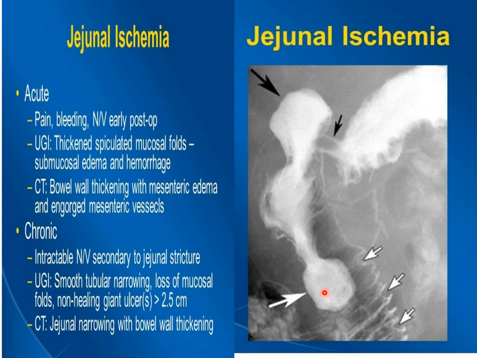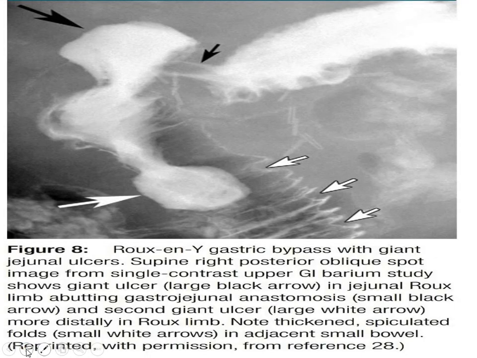Non-healing giant ulcer. They will develop a giant ulcer that's not healing, more than 2.5 centimeters. That's why they are called giant ulcers. On CT, jejunal narrowing with bowel wall thickening can be seen. Bowel wall thickening on the mucosa, as is shown here.